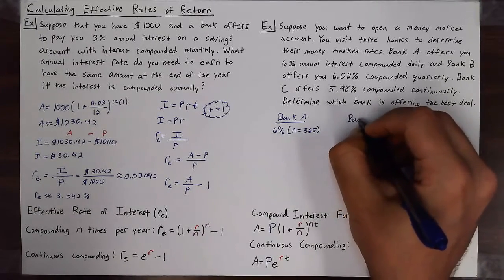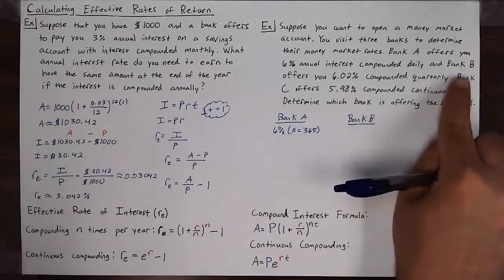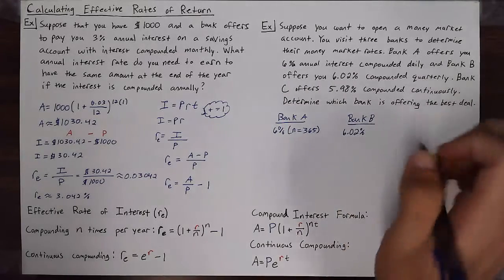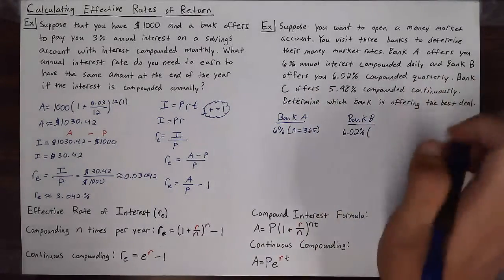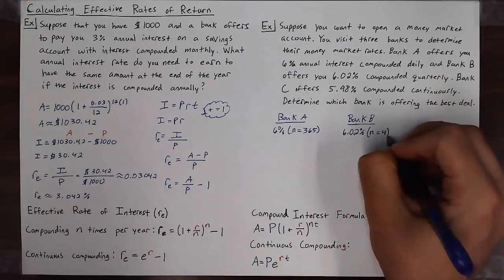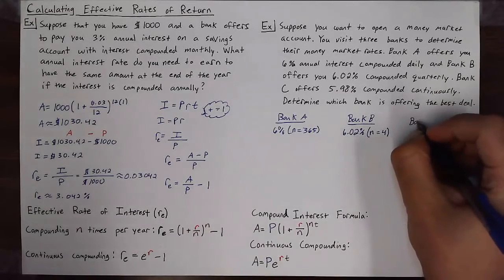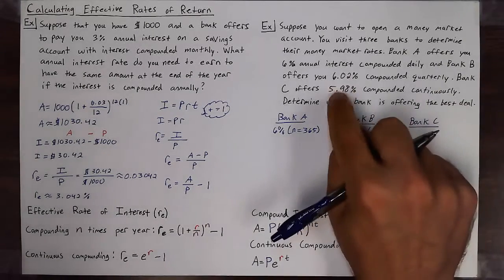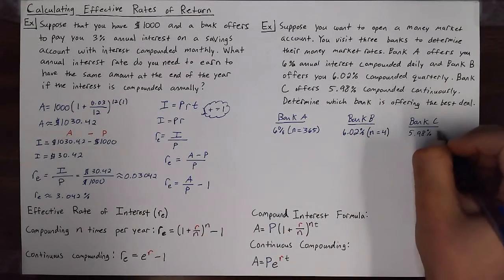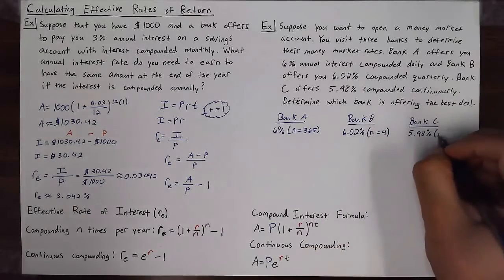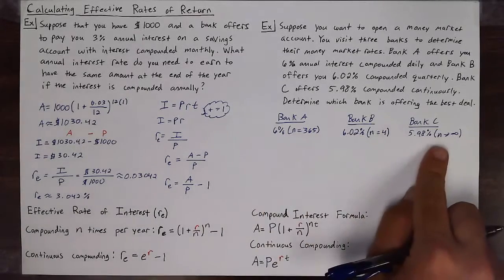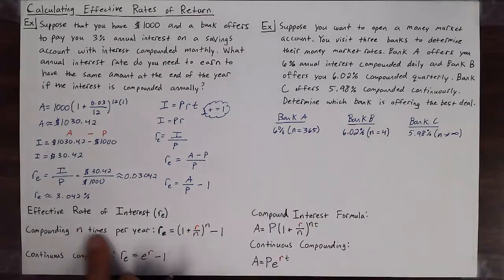Bank B offers you 6.02%, but compounded quarterly, so it's a higher percentage but compounded less times in the year. And then Bank C, which offers you the lowest interest rate, 5.98%, but it's compounded continuously. So it's like the most compoundings you can possibly get. So amongst these percentages, one of them is better than the rest. But we're going to calculate that using these formulas.